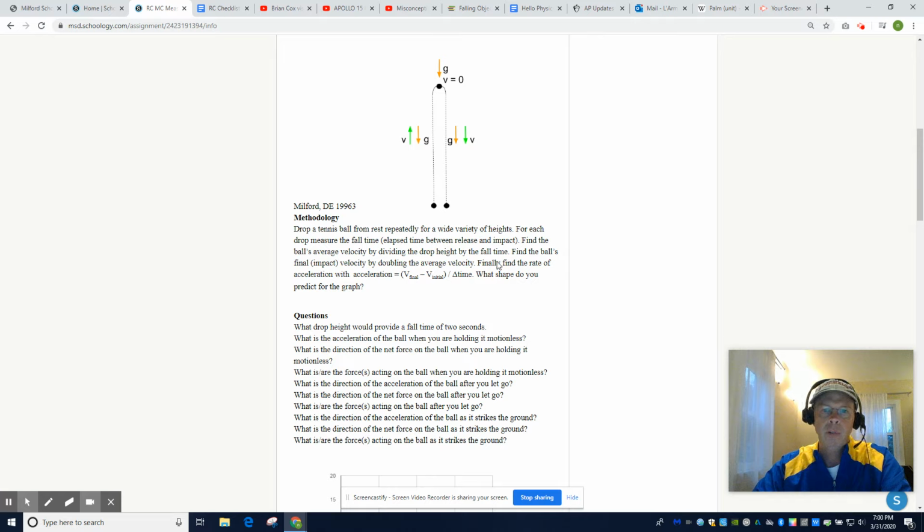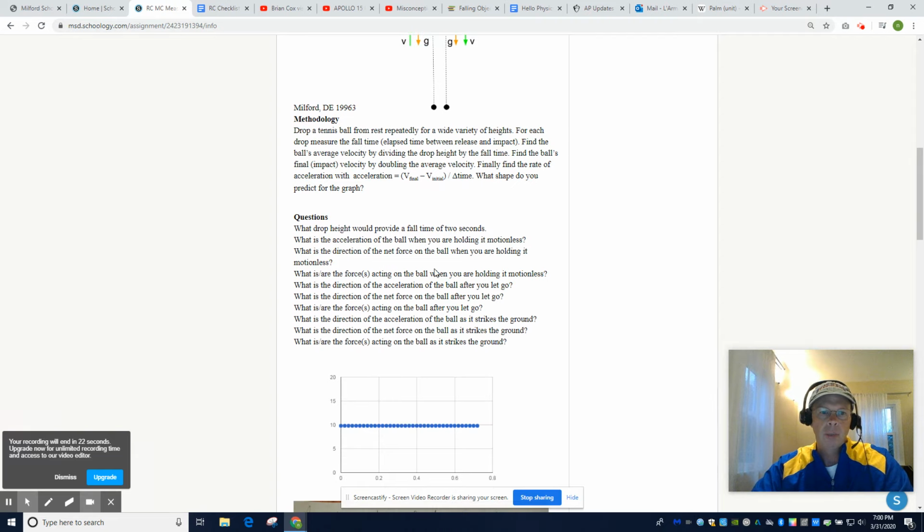But there are 3 simple calculations you're going to do. You're going to find the average velocity by dividing the drop height by the fall time. Then you're going to find the final velocity by doubling the average velocity. And then finally, you find the acceleration, the rate of change of motion, by doing the final velocity minus the initial velocity divided by the drop time. Here are some analysis questions.